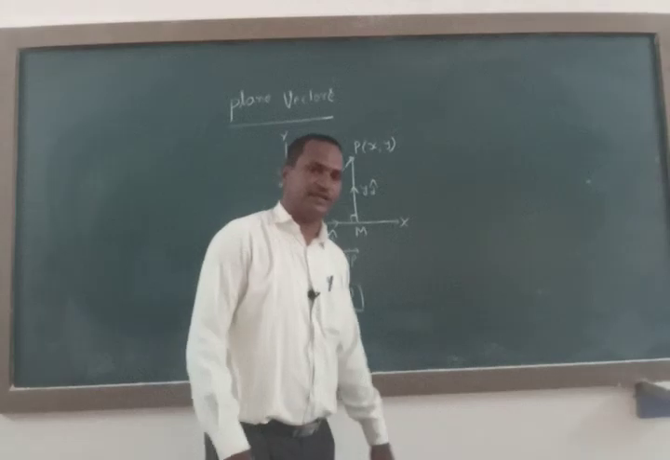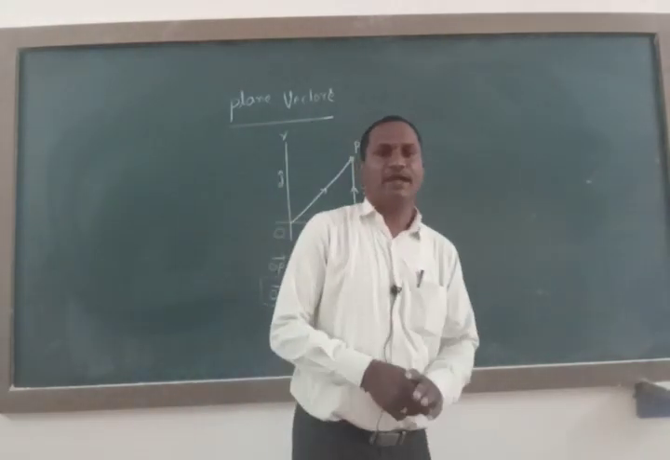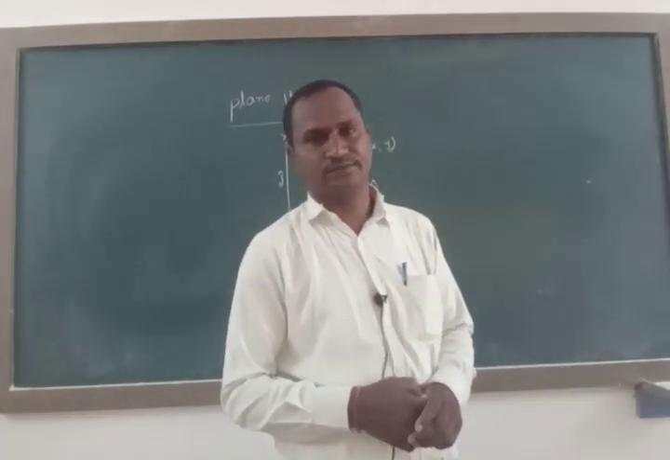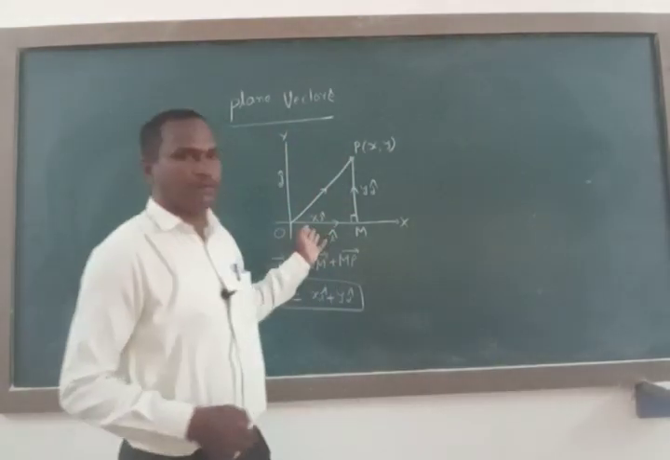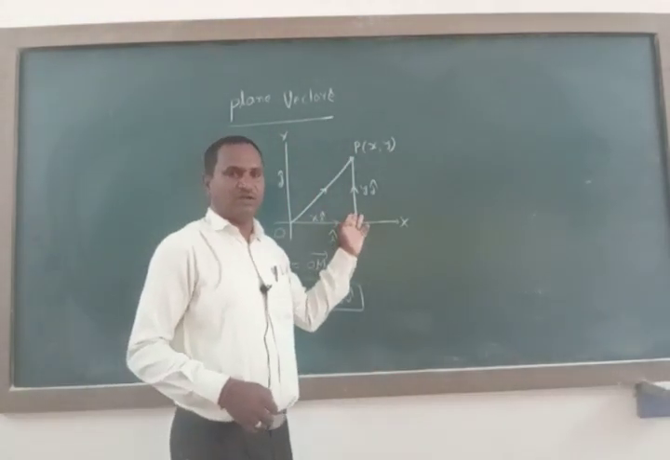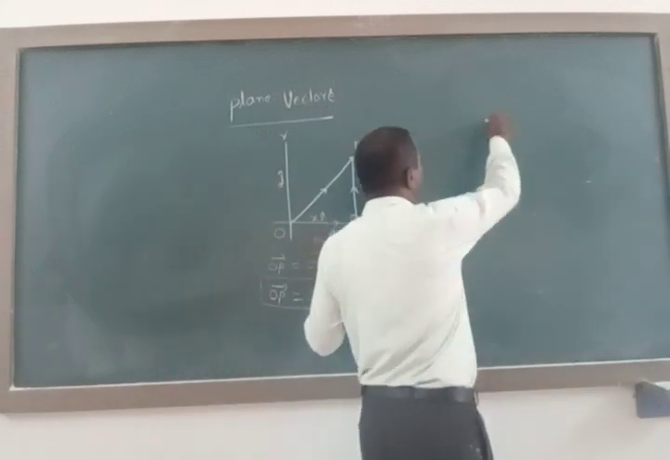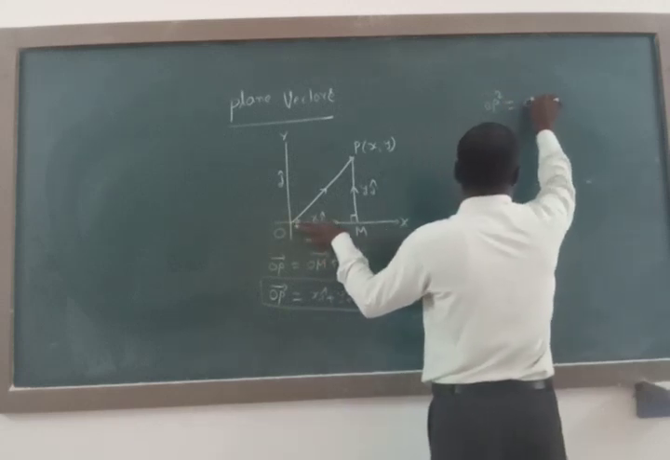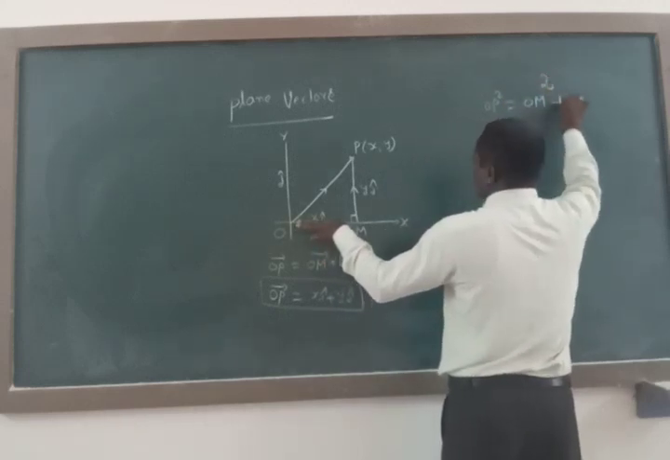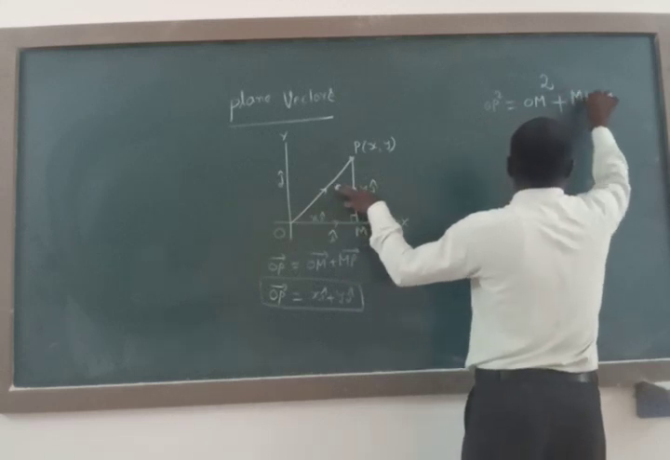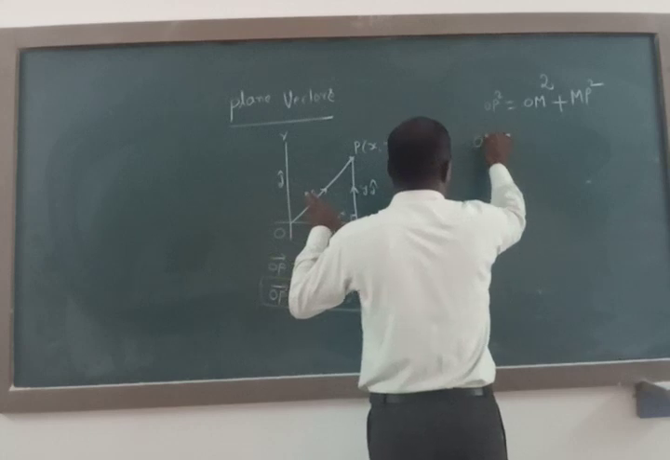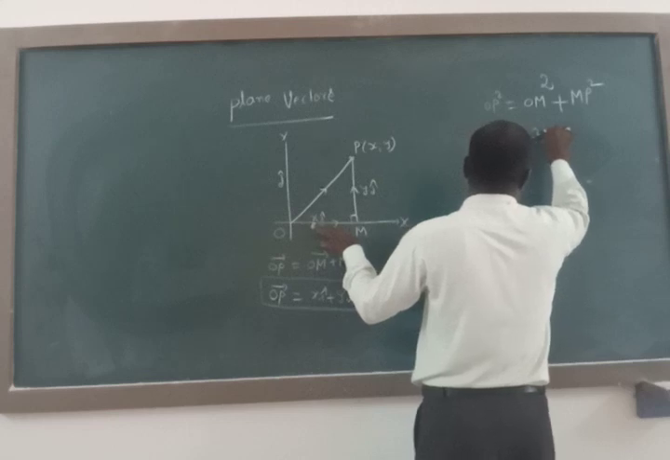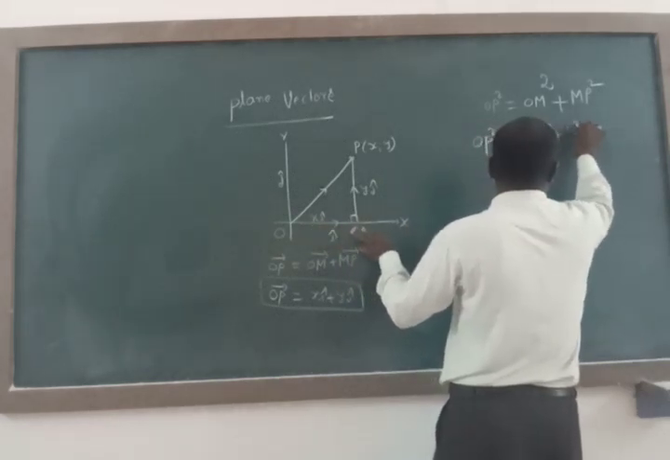Now, how do we find its magnitude? To find the magnitude of OP bar, we need the application of analytical geometry. If you observe triangle OMP, it is a right angle triangle. According to the Pythagoras theorem, OP square, that is hypotenuse square, is equal to adjacent square OM square plus opposite square MP square. That is OP square is equal to OM square, x square i square, plus MP square, y square j square.